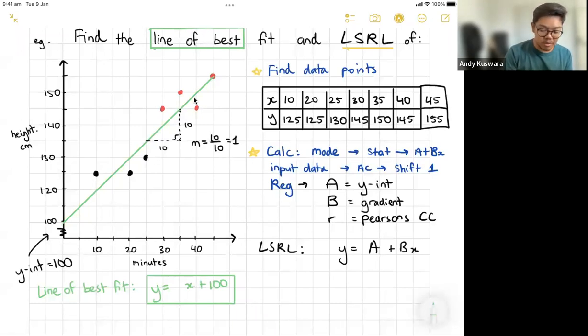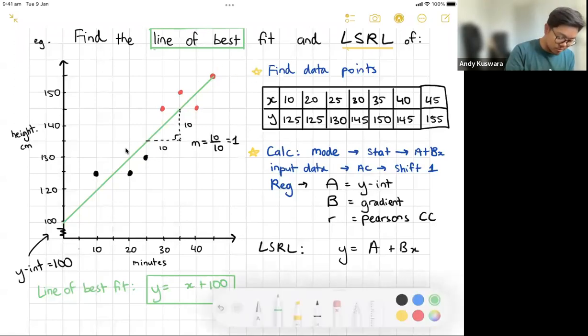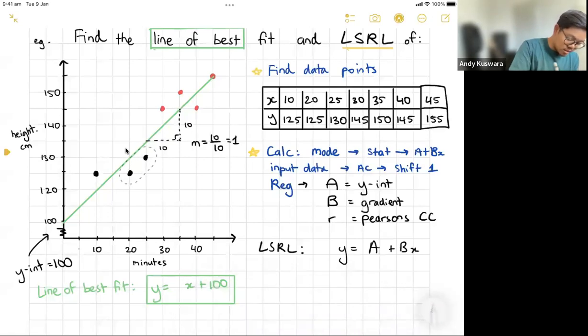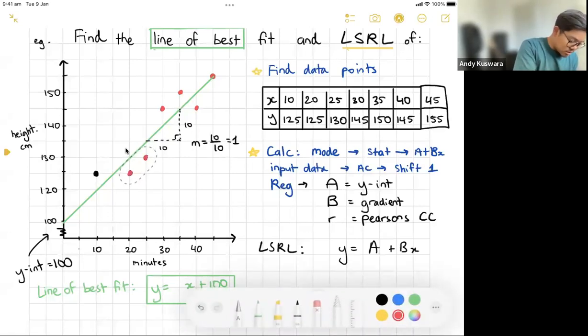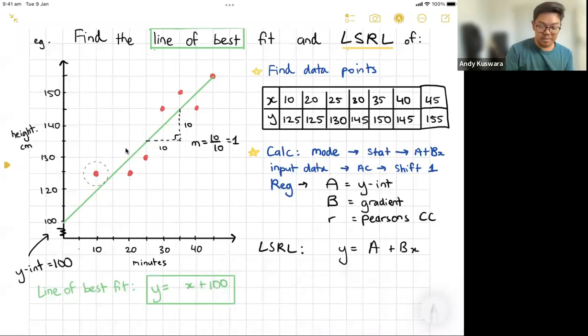Now, if we're using our least squares regression line, the first thing, if we were only given this graph, and I'm going to change these back to red because otherwise it's going to drive me crazy. To find the least squares regression line, we're going to have to use the calculator. So we're going to find the data points first. I've been nice enough to give you that table here.